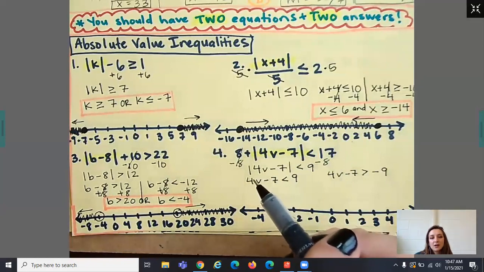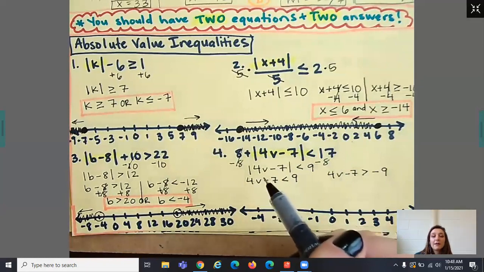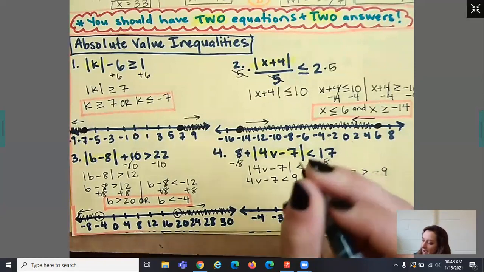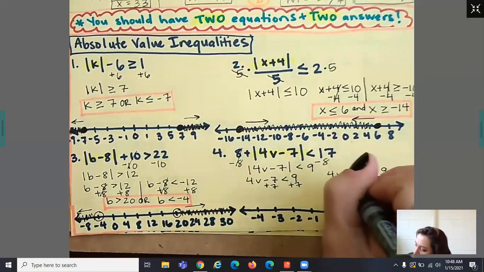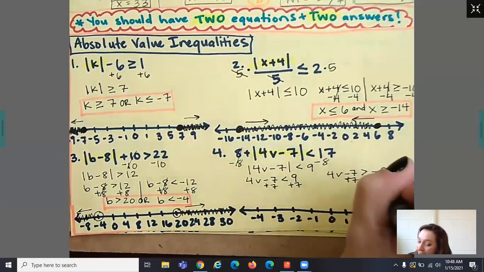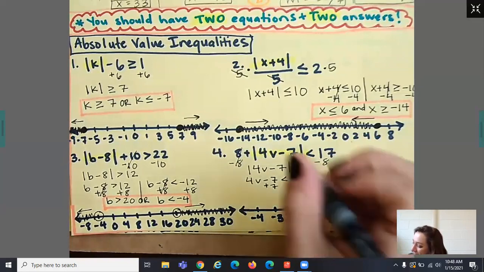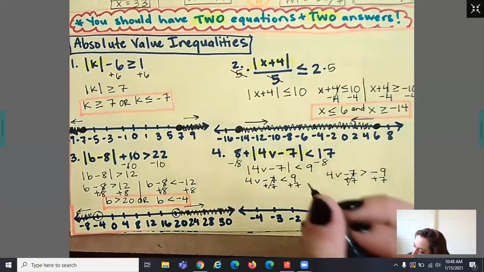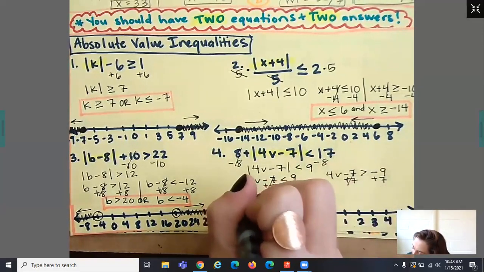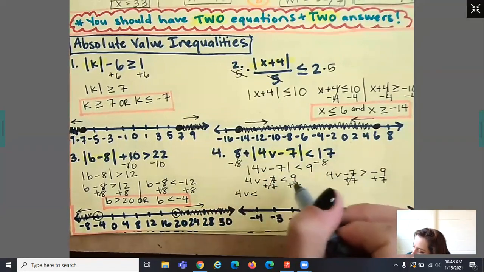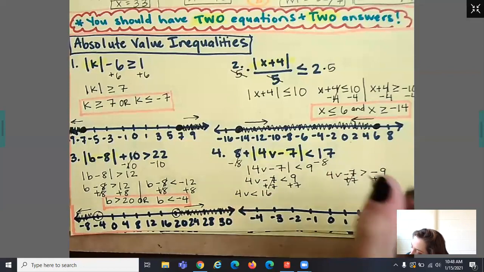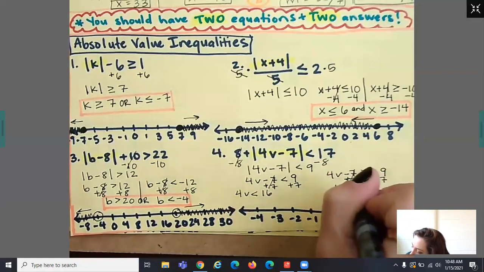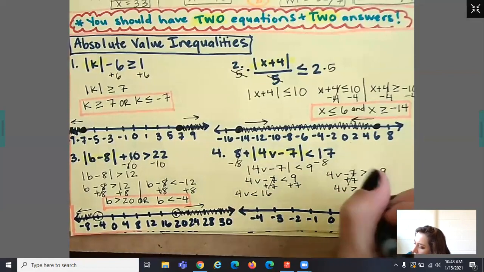In each of these, b is being multiplied by 4 and then we're subtracting 7. So we need to get rid of this minus 7 first by adding 7 to both sides. I'm just going to go ahead and do it for both inequalities. So we're going to get 4b is less than 9 plus 7, which gives us 16. And our other one, 4b is greater than negative 9 plus 7, which is negative 2.